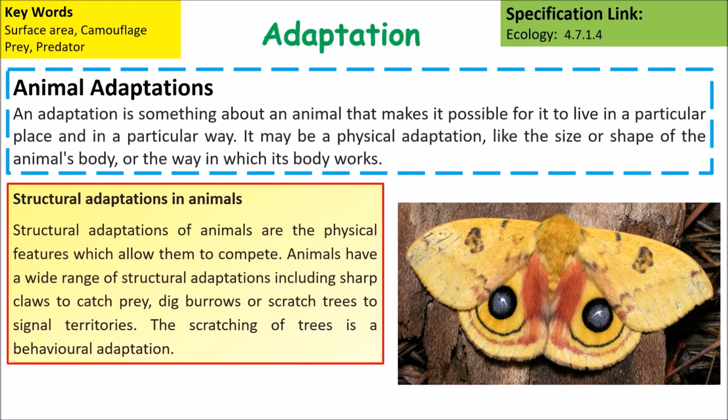Structural adaptations of animals. So structural adaptations of animals are physical features which allow them to compete. So animals have a wide range of structural adaptations, including sharp claws to help them catch prey. They can dig burrows, scratch trees, and mark out territories.